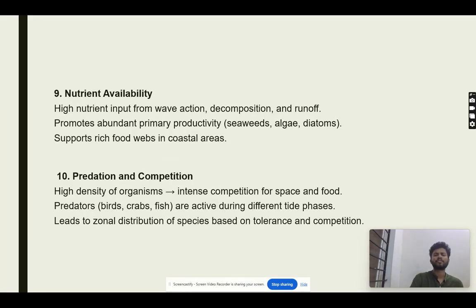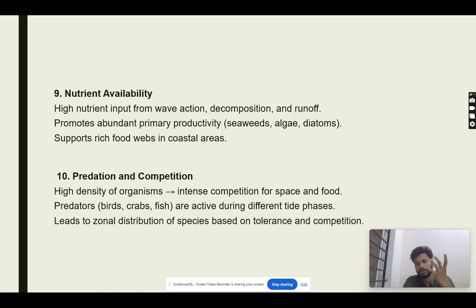High nutrient input from wave action, decomposition and runoff. So nutrient availability is plenty in the littoral zone basically. Because wave action is there, tidal action is there, due to all this decomposition will be there, runoff will be there. So basically nutrients are available for the organisms to consume, which promotes abundant primary productivity.